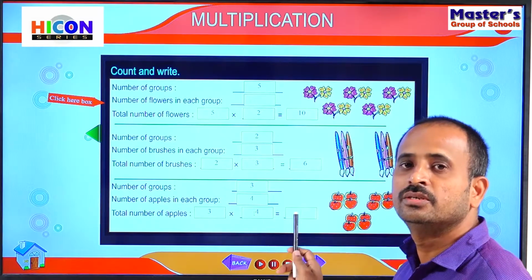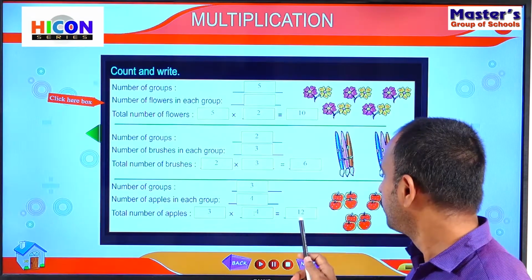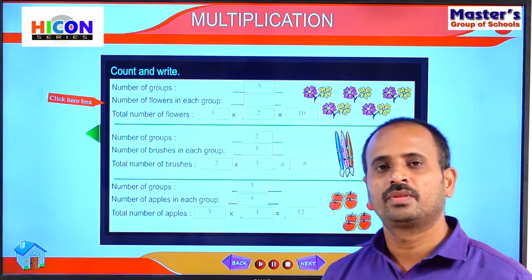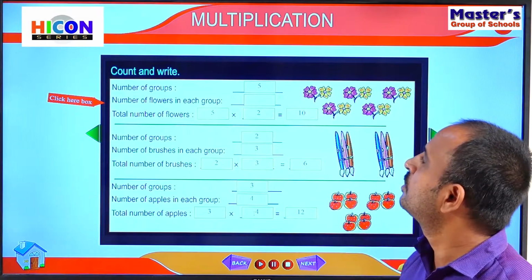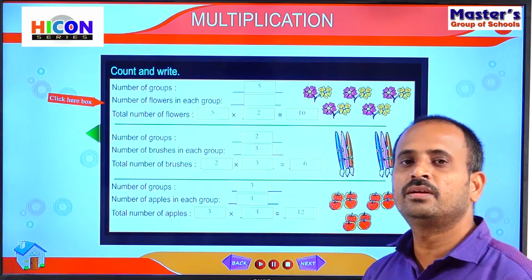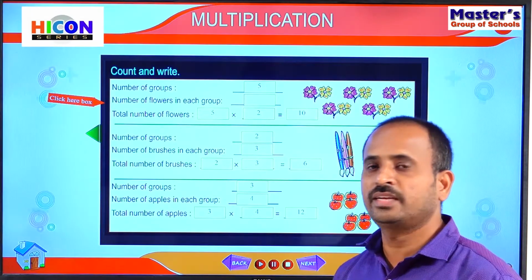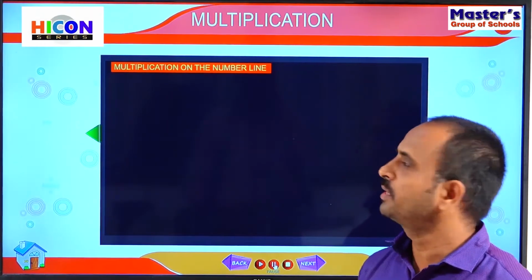Children, how much? Yes, 12. So 3 4s are 12. So in total there are 12 apples. So children, this is the example of how to convert addition into multiplication. Now let us enter the next section in this chapter.